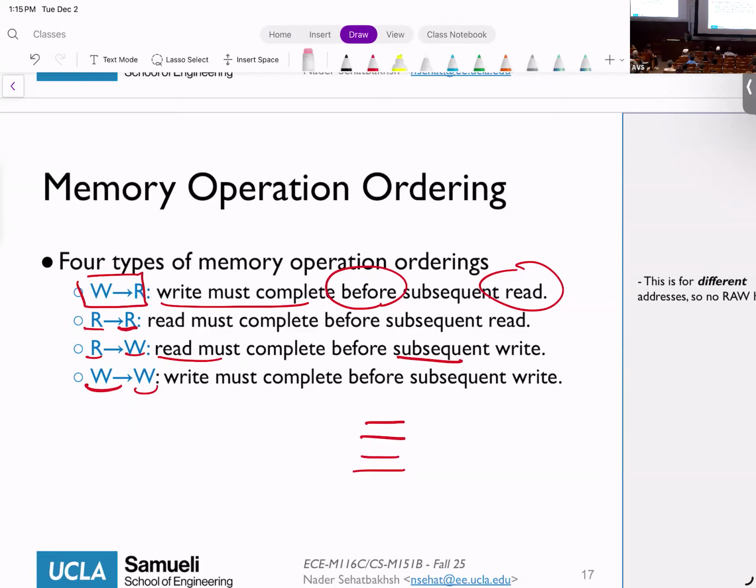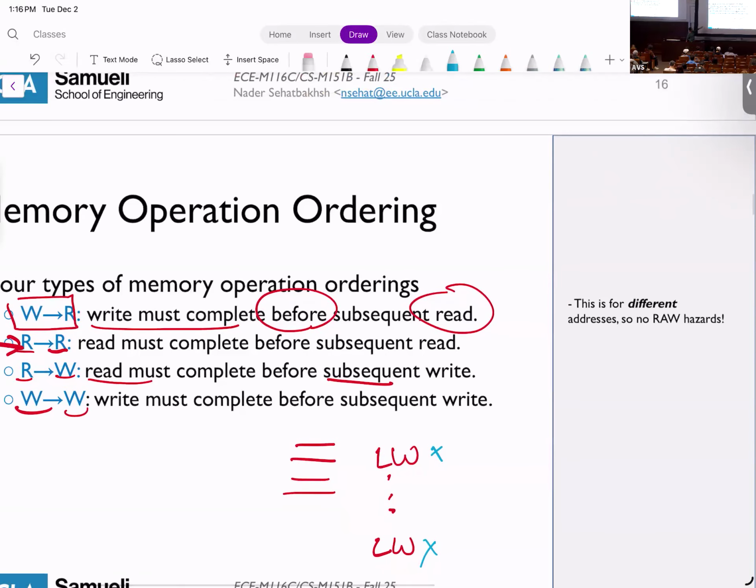So read-read means that if I have some load word here, and then later on I have some load word here, if I enforce this ordering, it means that I need to guarantee that this happens before this. And similar for the store word and so on. Sequential consistency basically enforces all of these things. So it says that no reordering is possible, read or write. And again, I want to emphasize that these are for different addresses. It's not for the same address.